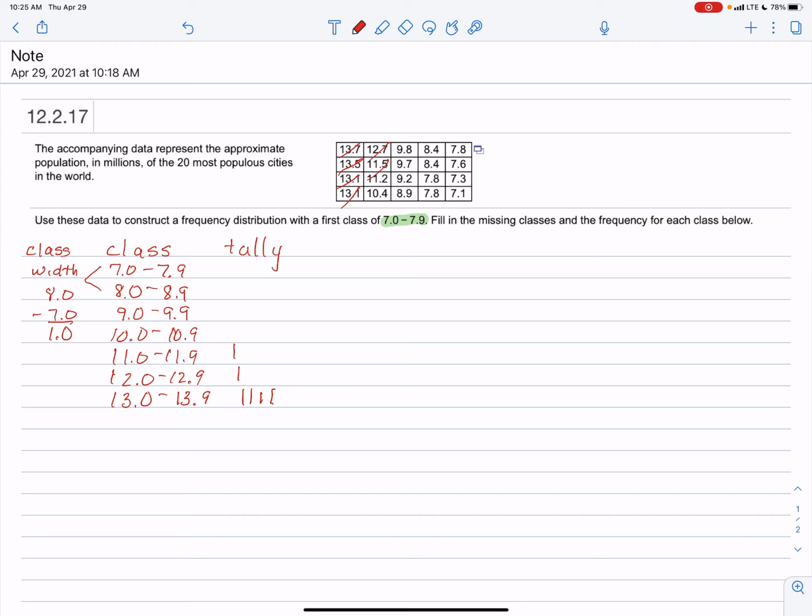11.5, 11.2, then 10.4, 9.8, 9.7, 9.2, 8.9, 8.4, 8.4, then 7.8, 7.8, 7.8, 7.6, 7.3, 7.1.